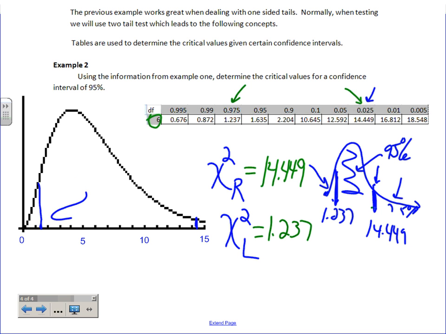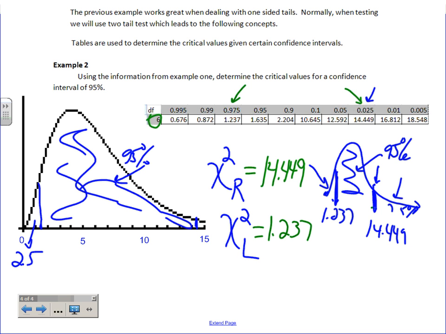They're saying if I go between there, we're dealing with 95%, which means over here, 0.5%, over there, 2.5%. But what it's saying is if I go from 1.237 going that way, I've got 97.5% of the data. That's why this one's different. And this one's saying if I go to the right, I only have 2.5.